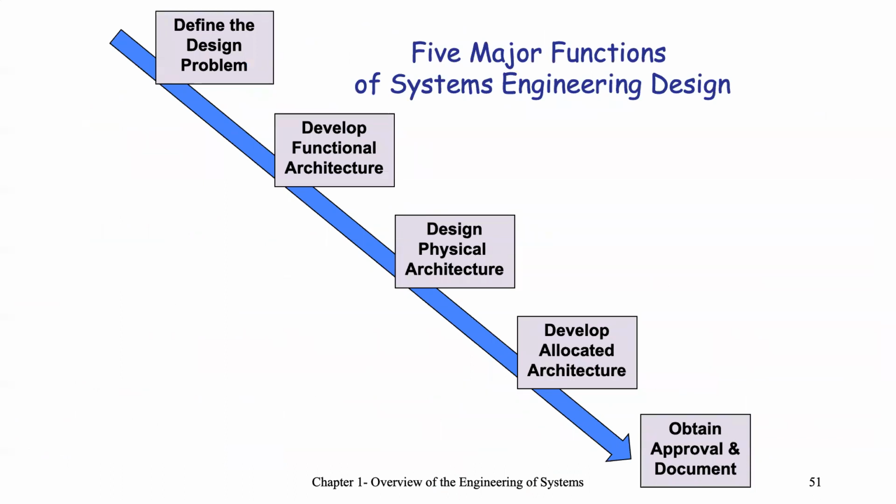So going up at a higher level again, to think of the 5 major functions of system engineering. You want to be defining the problem, and then you want to be focusing on the design. You develop the functional architecture. Function comes first, then you have physical architecture. You want to develop the allocated architecture. This is where you start to nail down the specific way you're going to be doing it. And then you want to be obtaining approval and documenting those approvals, working with your customers, your management team, and folks like that.